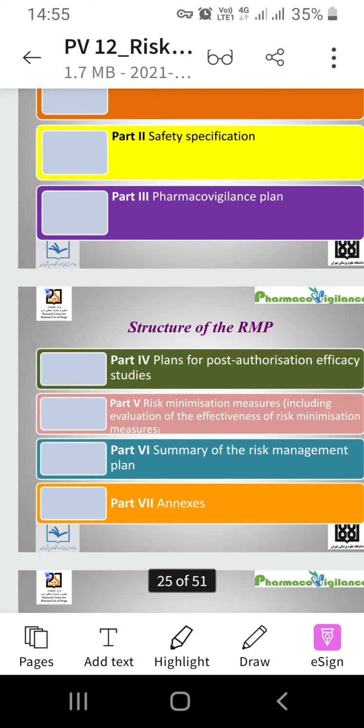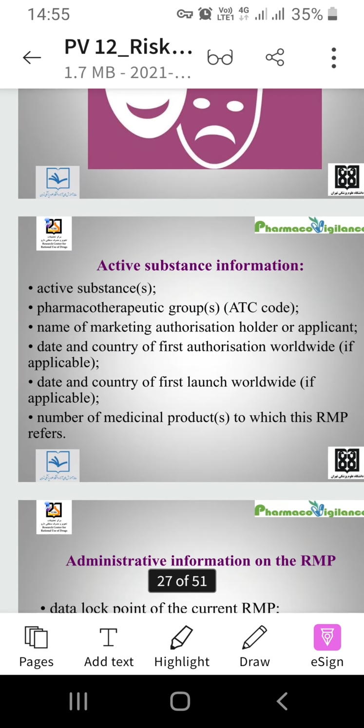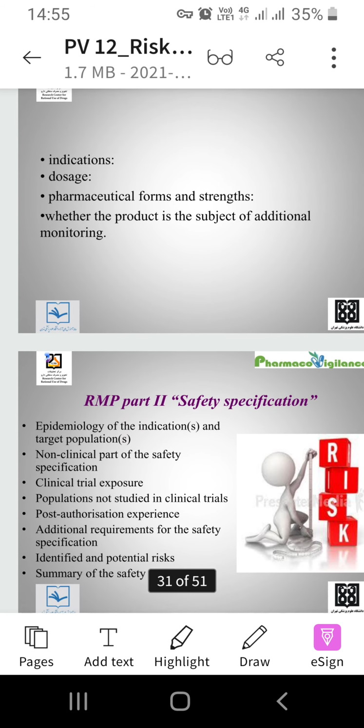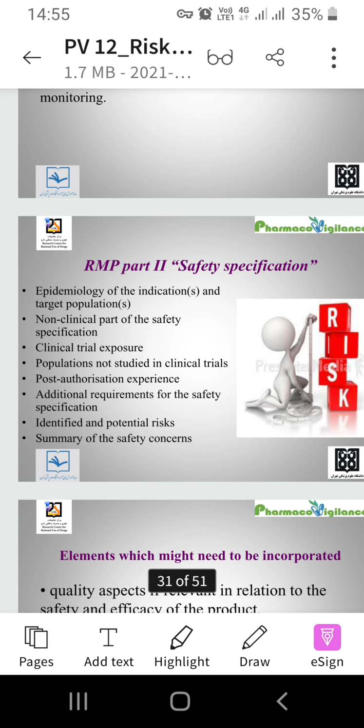Now we go to part two of the RMP, safety specification. Epidemiology of the indication and target population, non-clinical part of the safety specification, clinical trial exposure, population not studied in the clinical trials, post-authorization experience, additional requirements for the safety specification, identified and potential risks, and summary of the safety concerns. Everything should be documented.